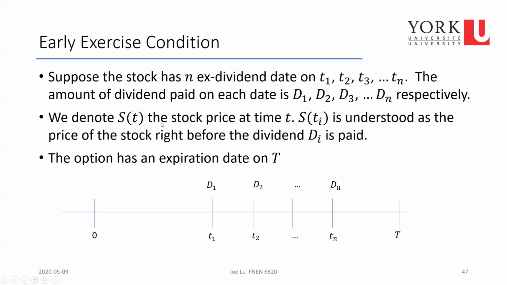S_T is the stock price at time T. Now, if we have S_Ti, for i equal to 1 to n, it is understood that it's really right before the date when the dividend Di is to be paid. Okay, just right before that. That's the convention. And the option has an expiry date of T.